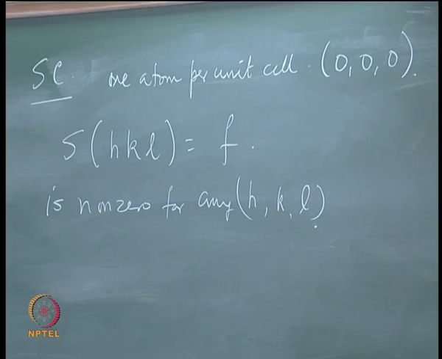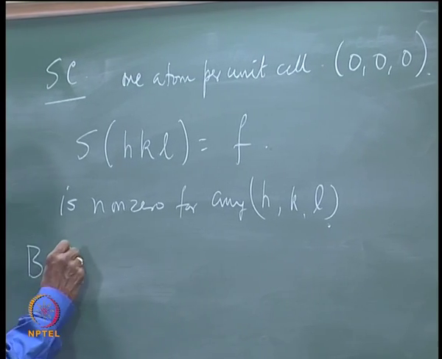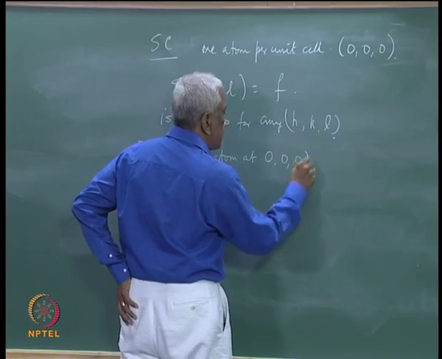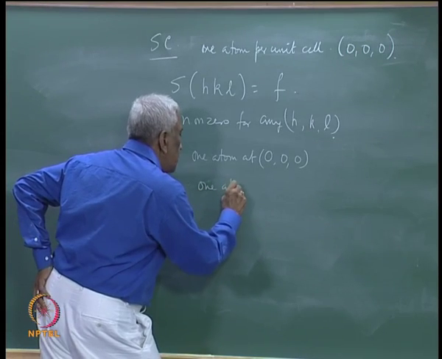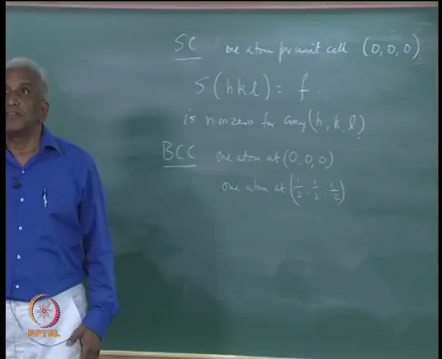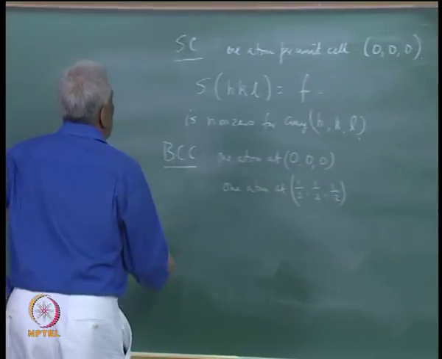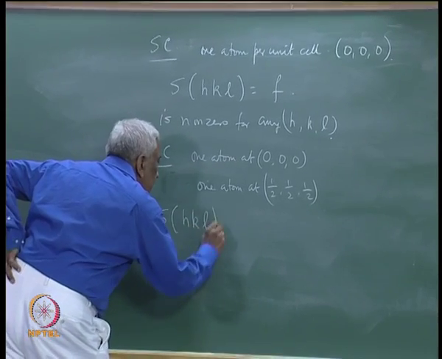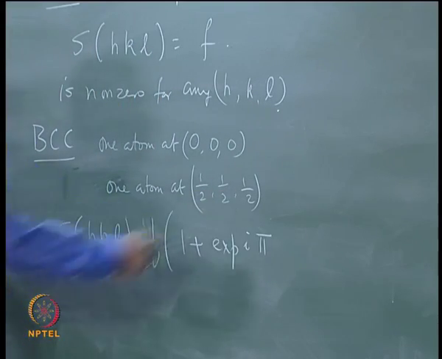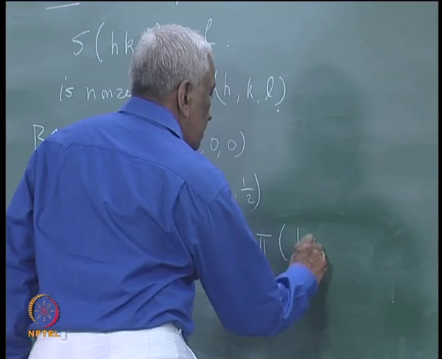So, there is no extinction rule really, but come to a body centered cubic lattice. A body centered cubic lattice has 2 atoms per unit cell, one atom at 0 0 0 and another atom in the body center of the cube, which is at half half half. It is at a distance of half the lattice separation. So, substituting this, you get S_hkl equals f times (1 plus exponential i pi (h plus k plus l)), where the 2 pi cancels with the factor 2 in the denominator.